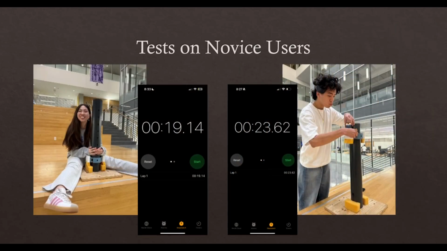Here, we have 2 novice users that were operating our apparatus. Test 1 took 19.14 seconds, and Test 2 took 23.62 seconds, and both tests show that it takes a person less than 30 seconds to learn how to perform the experiment without any prior training.